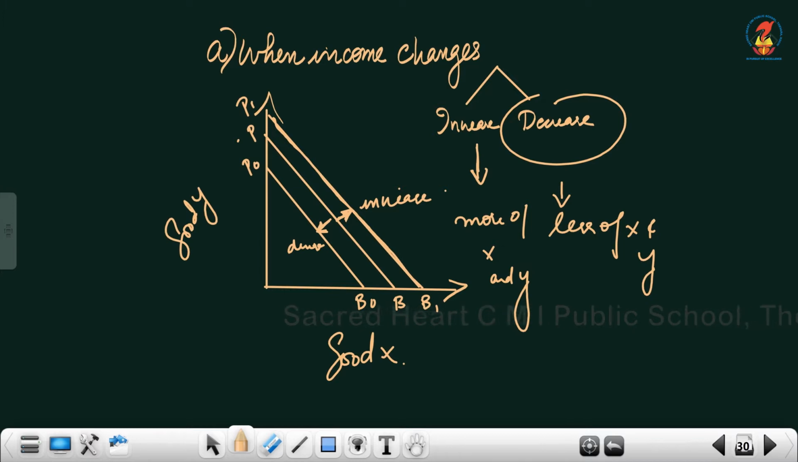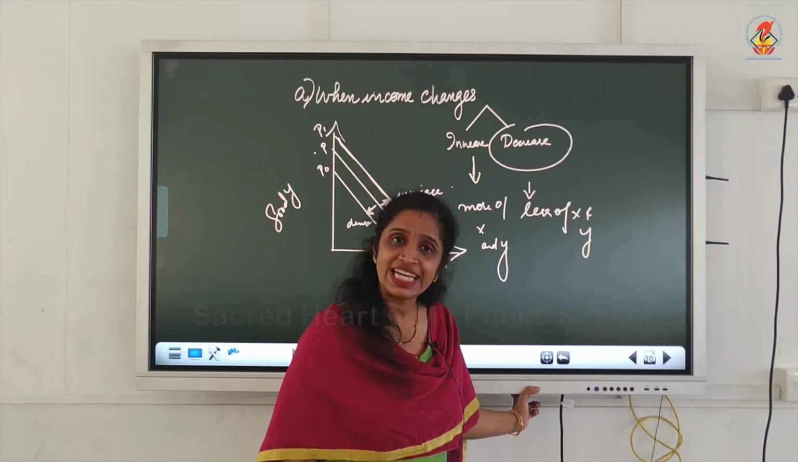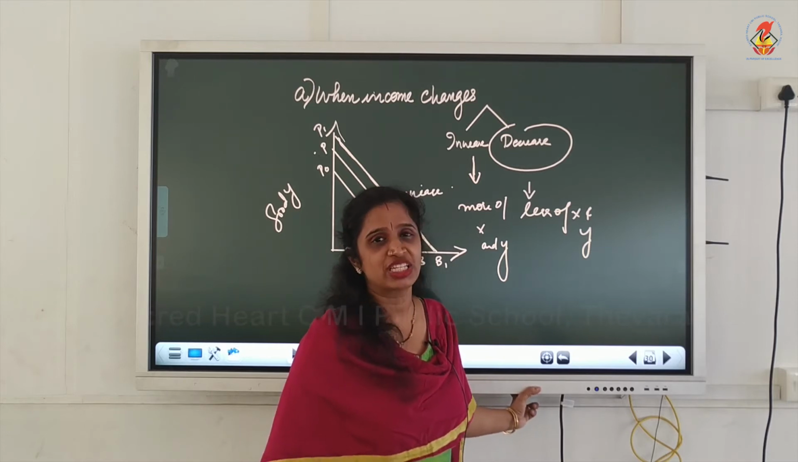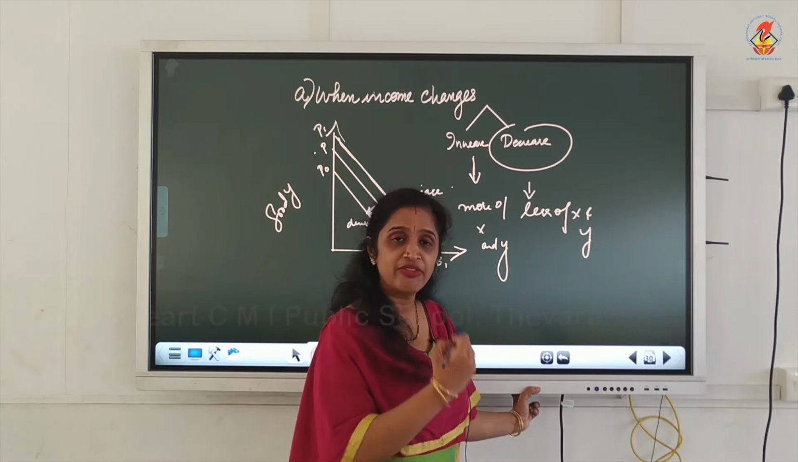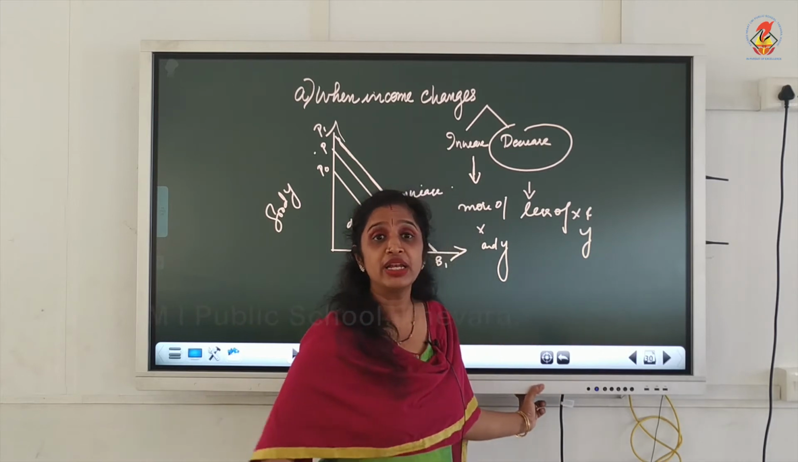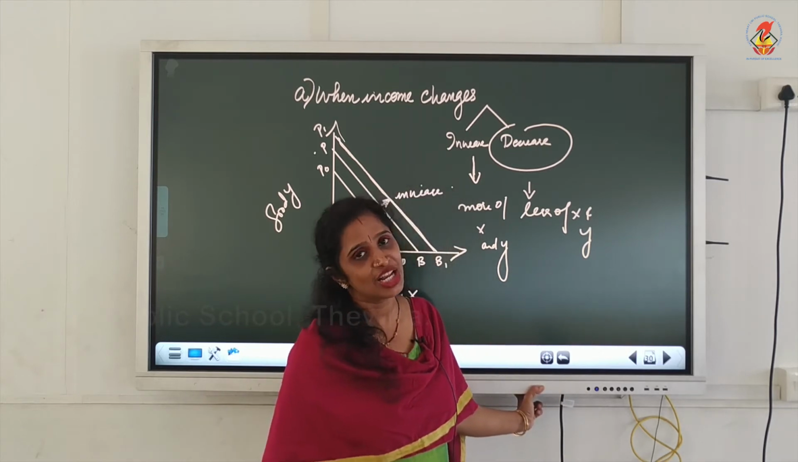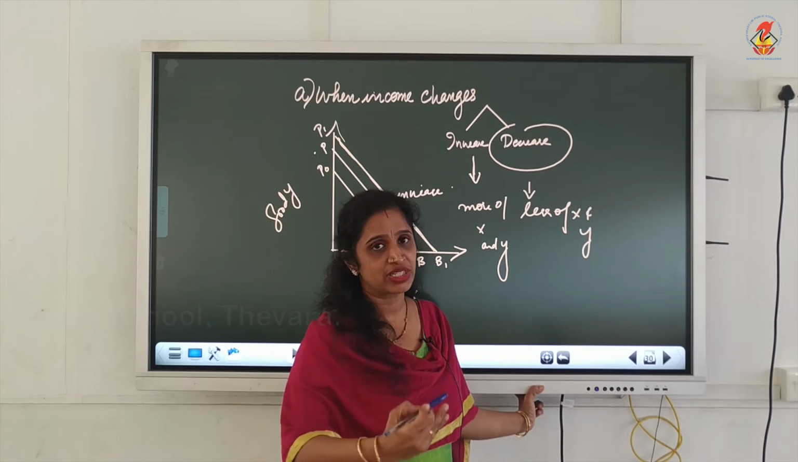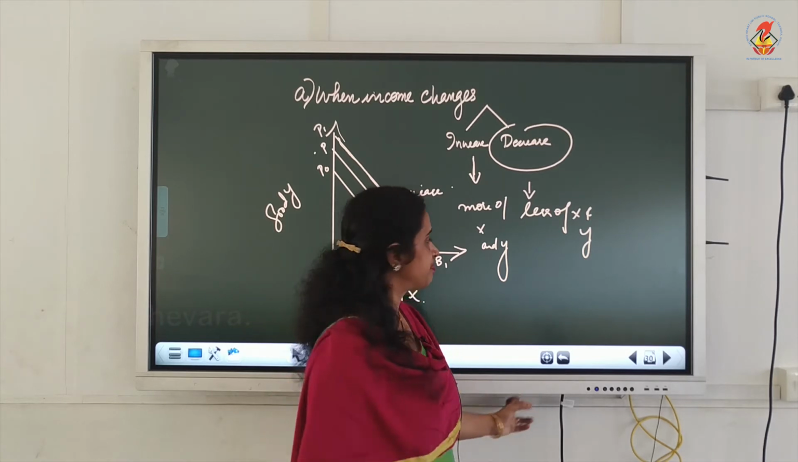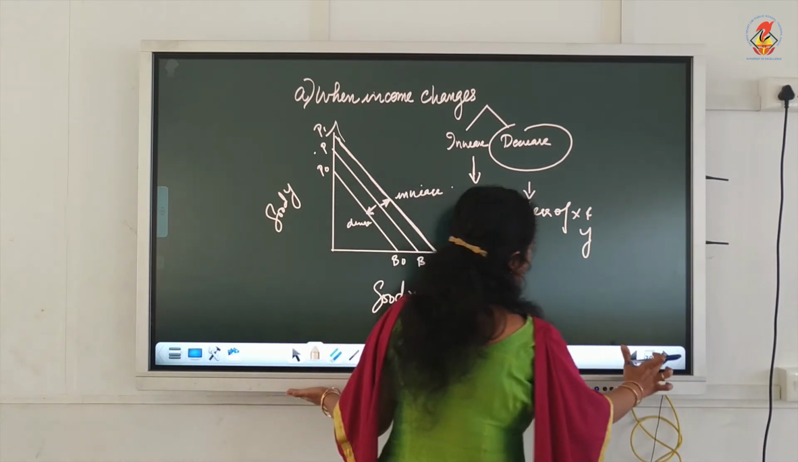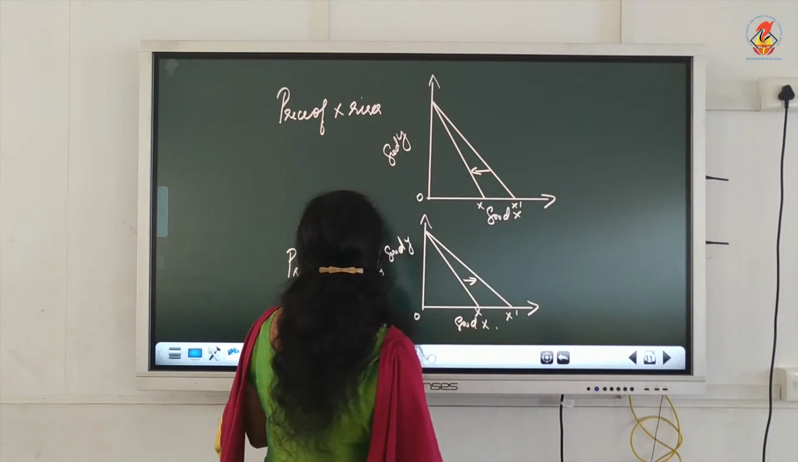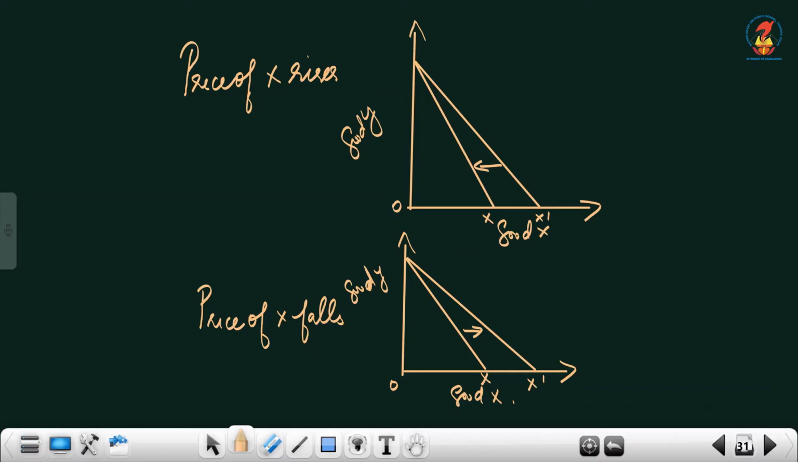So when the money income of the consumer increases, he will buy more of X and Y. Therefore budget line will shift to the right. If the money income falls, he will buy less of X and Y. Therefore budget line will shift to the left. Now we will move on to the next situation, when the price of X changes.